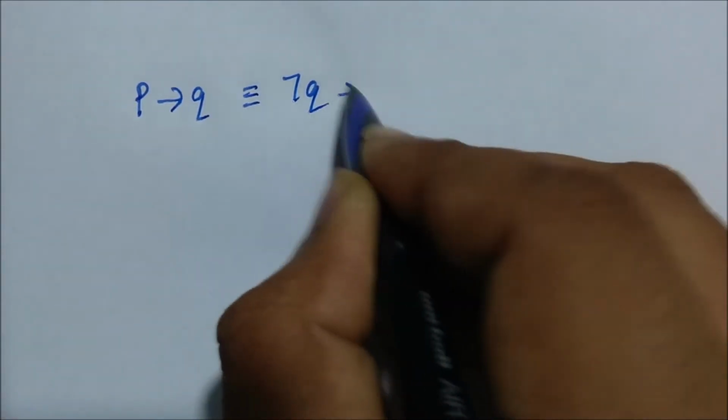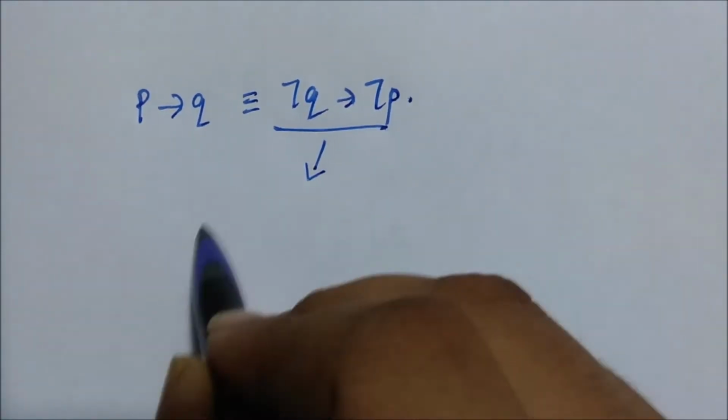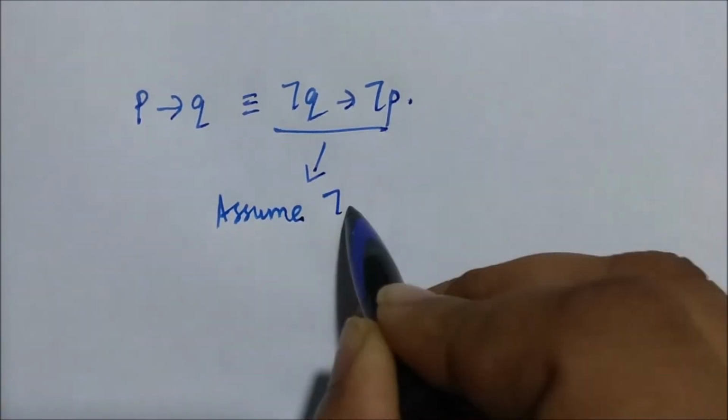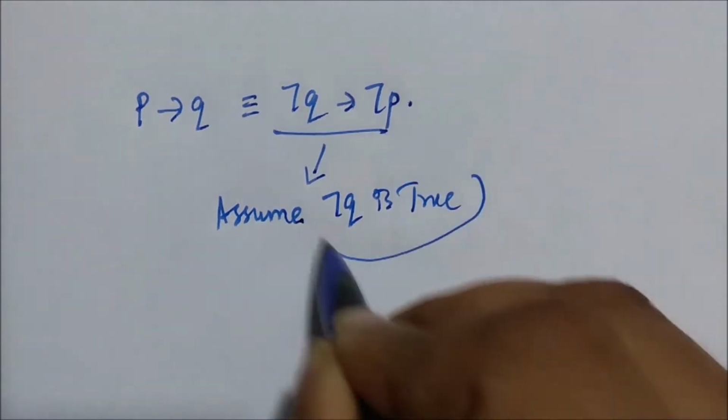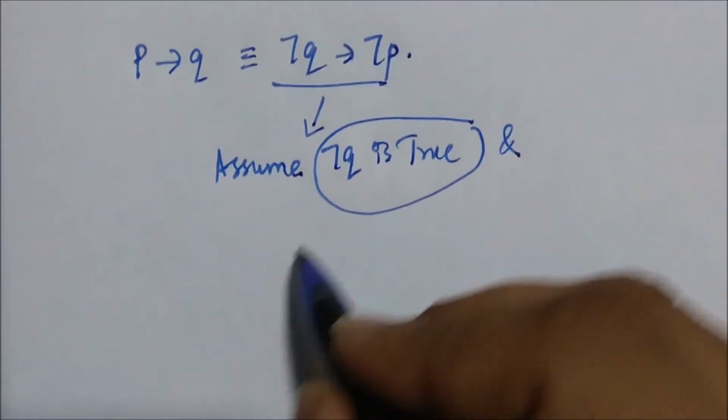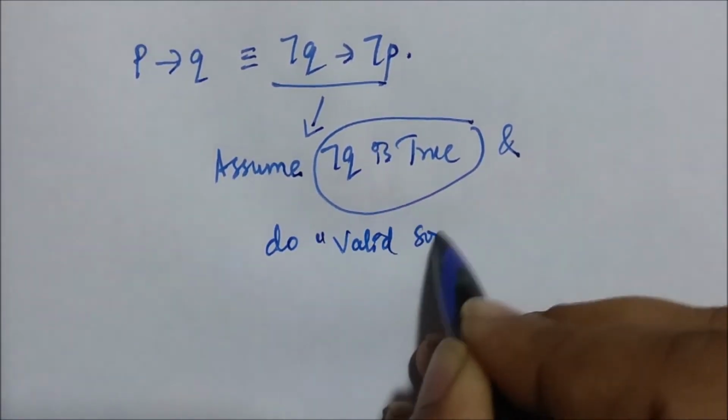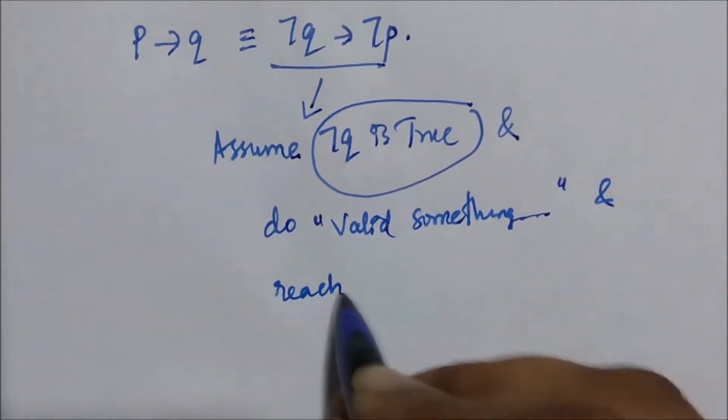So here we prove not Q implies not P is true instead of P implies Q. And we use the direct proof method to prove the statement not Q implies not P. So we assume that not Q is true and we'll do some steps, right? And we'll conclude that not P is true.